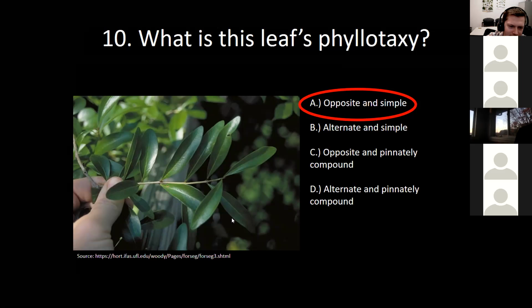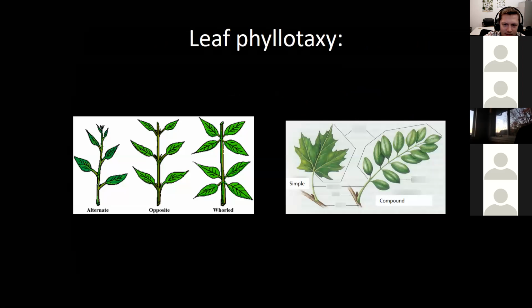You know that one, Tia? I think it's called osmanthus. Yeah. So that's another one you'll find out in wet areas here.